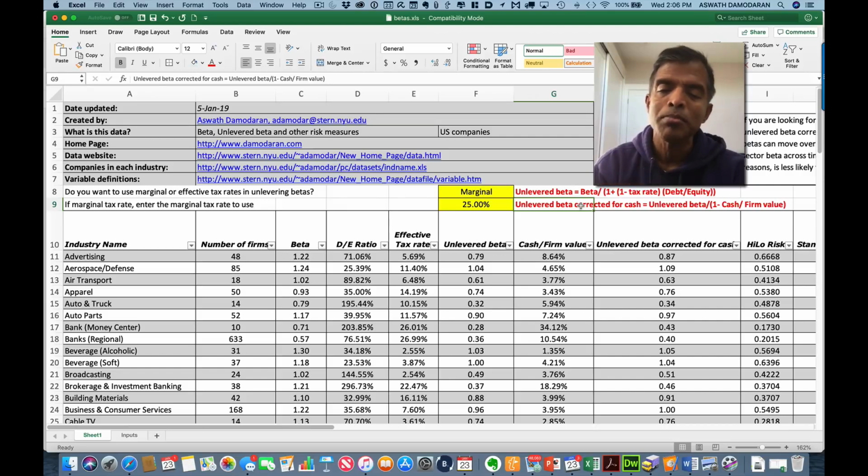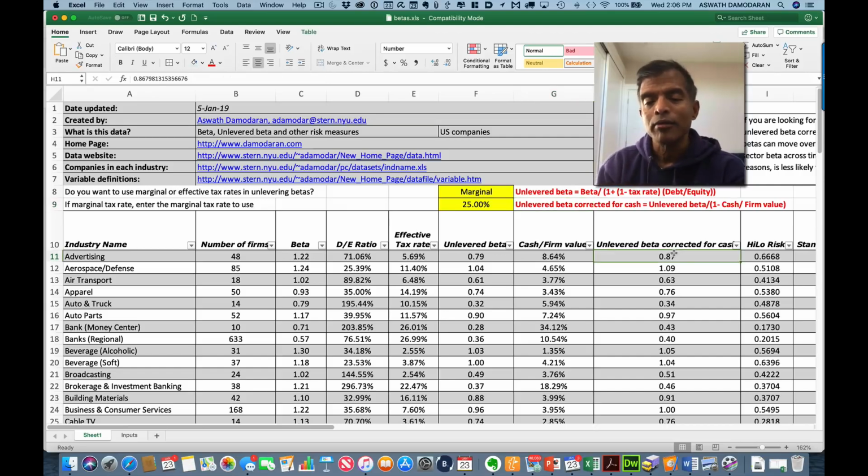So if you ask me what's the beta of being in the advertising business, my answer will be the unlevered beta corrected for cash. When I do valuation, that is the number that I use to build up to a beta of a company, because I can bring in the debt and the cash the company has separately.